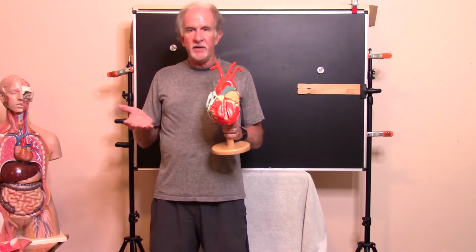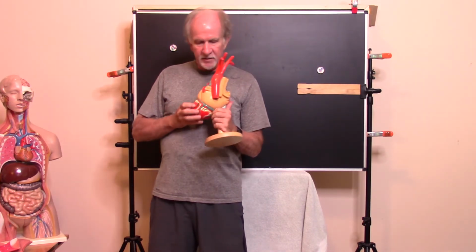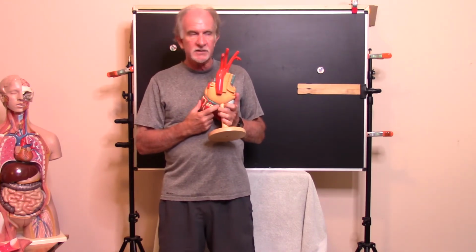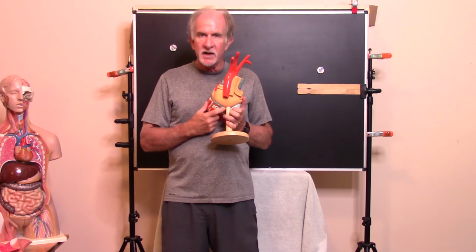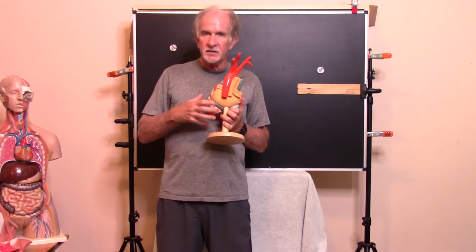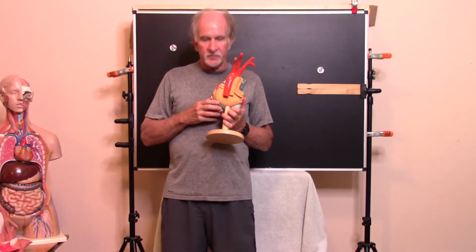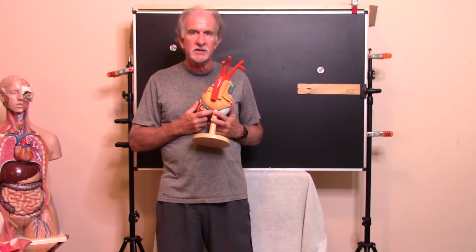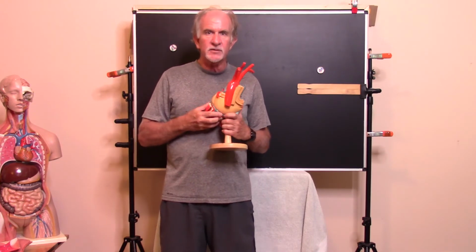There's a vein that you can see in the back of the heart called the coronary sinus. The coronary sinus is a vein that receives drainage from veins within the wall of the heart, and the venous blood in the coronary sinus drains directly into the right atrium.